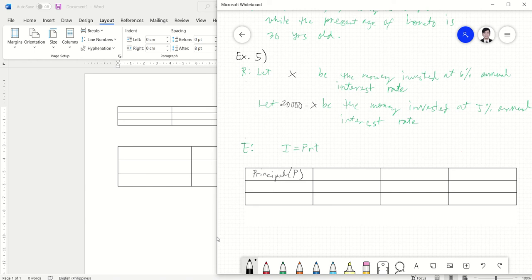Then, ito yung rate natin. Ito yung interest rate. And then, yung T naman stands for time. It should be in years. Then, dito naman yung formula.